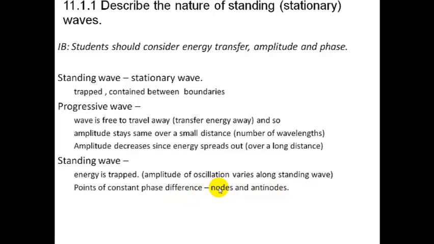So when there's a phase difference of half a wavelength, it's going to be a node. When there's a phase difference of a whole number of wavelengths, it's an antinode.